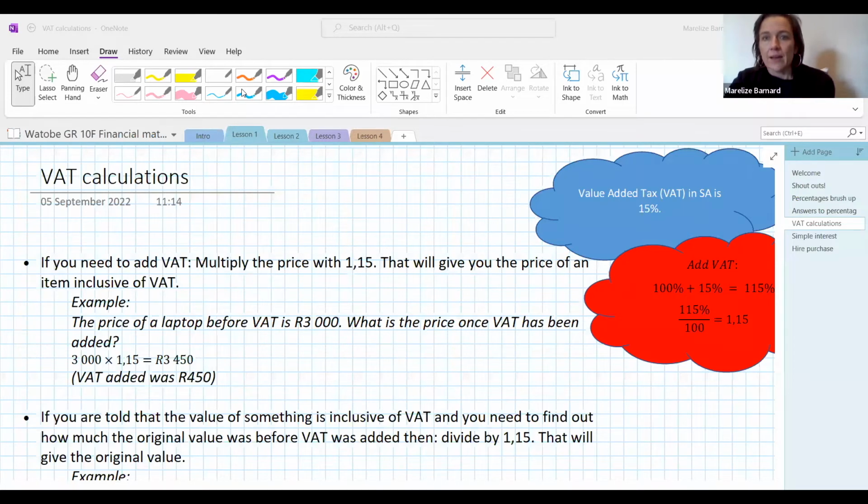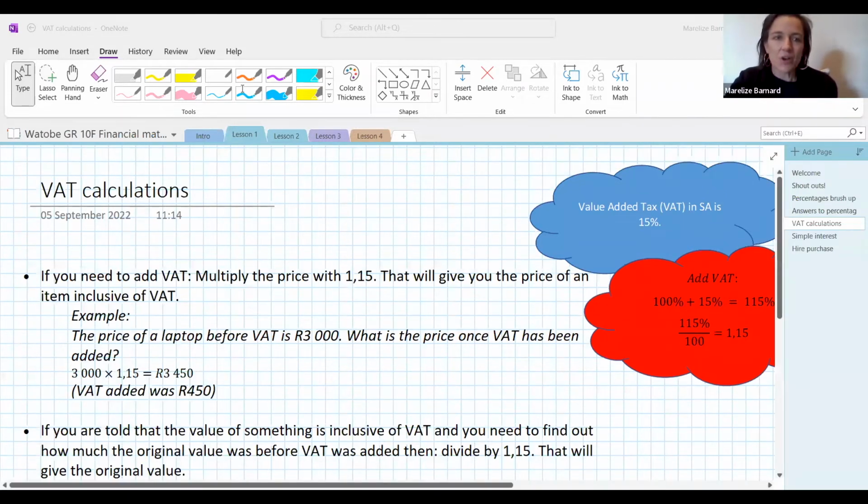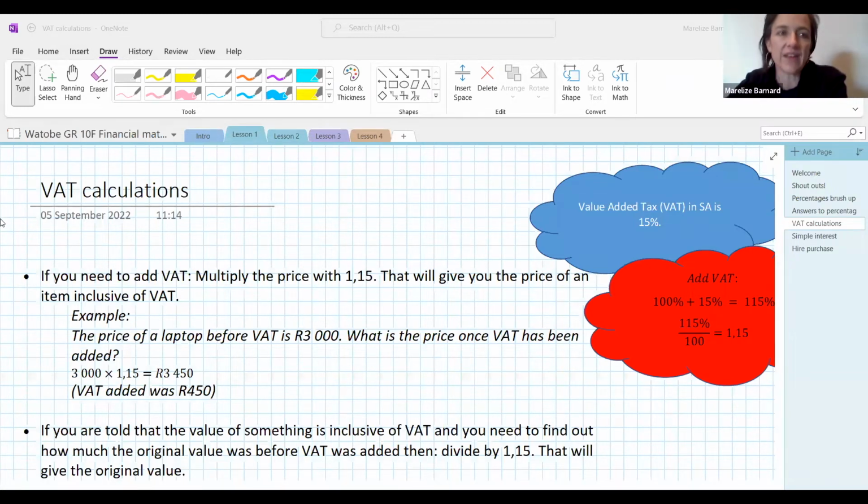Okay. Right, so let's go on to VAT calculations. So, who knows what VAT is? You can tell me, what is VAT? Put your hand up if you know, or pop it in the chat if you want to tell us. What is VAT?